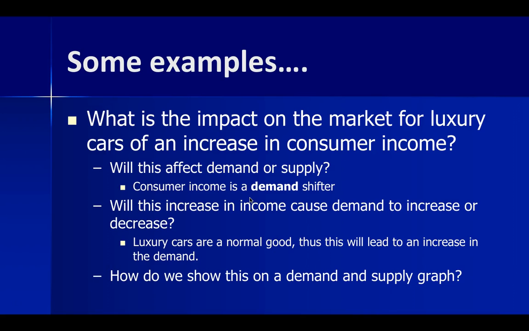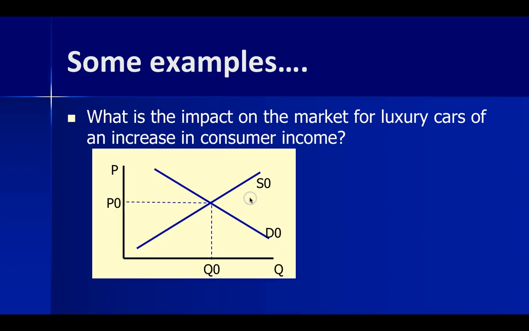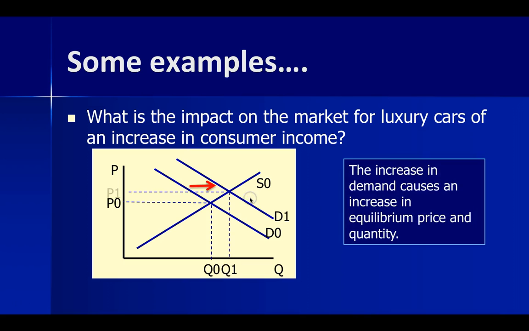How do we show this then on our demand and supply graph? An increase in demand is going to shift the demand curve to the right. And what impact did that have on market equilibrium price and quantity? An increase in demand causes an increase in equilibrium price and an increase in equilibrium quantity. So what is the impact on the market for luxury cars of an increase in consumer income? Demand increases, causing equilibrium price and quantity to rise.